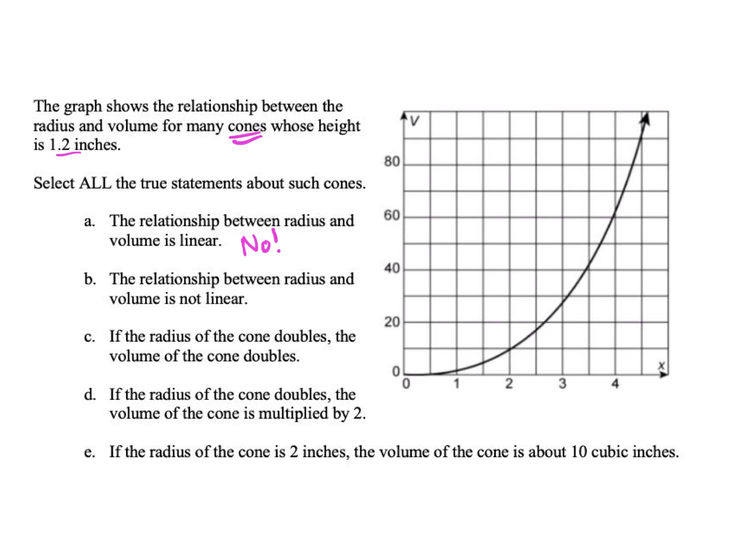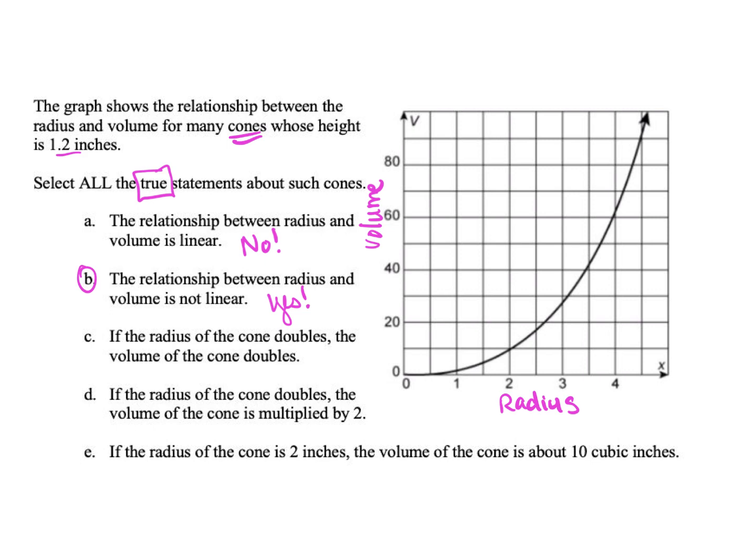B, the relationship between radius and volume is not linear. This is yes. Okay, so select all the true statements, right? So B is an answer. If the radius of the cone doubles, the volume of the cone doubles. So let's think about this. Down on the bottom, this is our radius. And side to side, it is the volume. Sorry, that didn't come in on our graph.